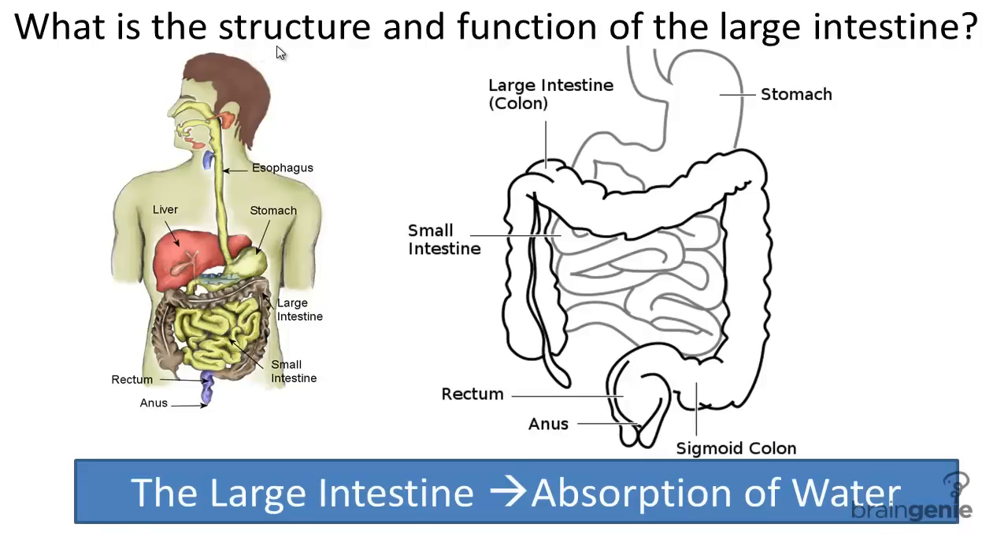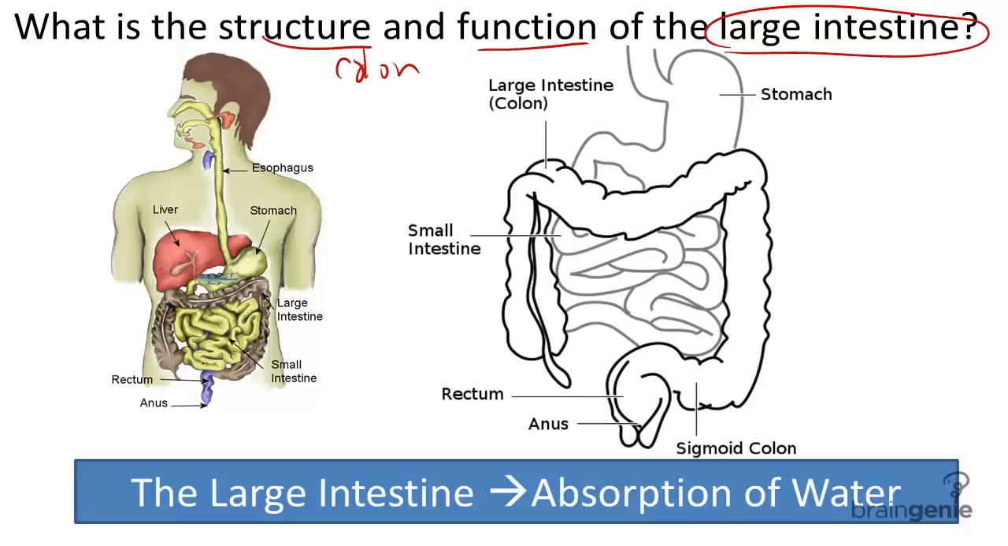The large intestine. In this video, we'll talk about the structure and the function of the large intestine. First, the large intestine, also known as the colon, is the last part of the alimentary canal, besides the rectum. It can be broken down into three parts or sections.